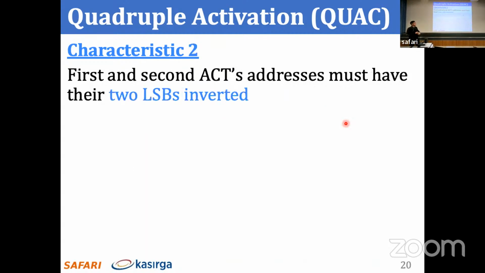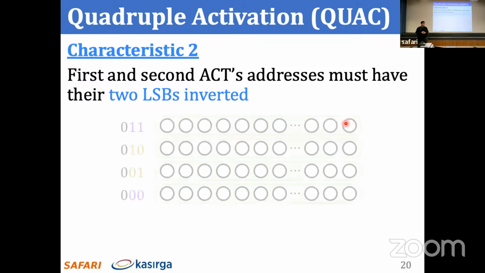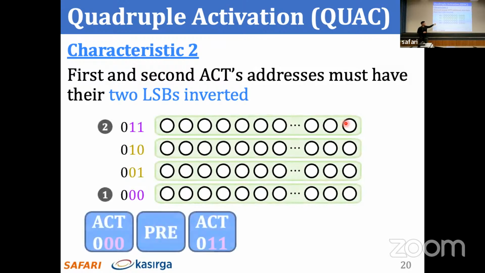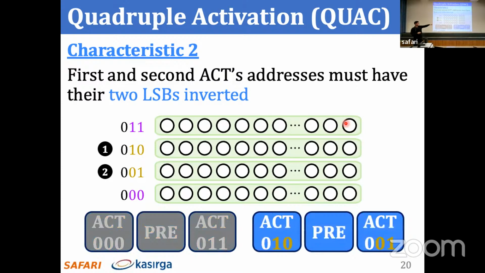And the other characteristic we identify is that the first and the second activate addresses must have their 2 least significant bits inverted. Again, in a similar figure here, we have 4 rows with their addresses. So we can use the first row's address in the first activate and the third row's address in the second activate command, and this will open 4 rows. Similarly, we can use the first row's address and the second row's address. So we basically target these rows with the successive activate commands, and we see that we can open 4 rows at the same time.